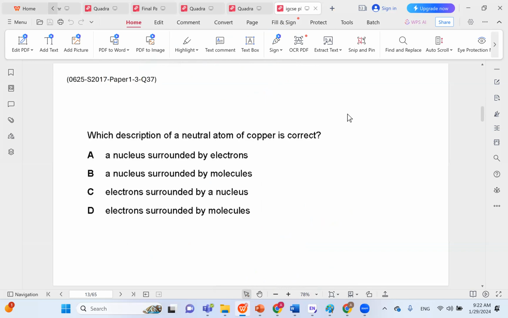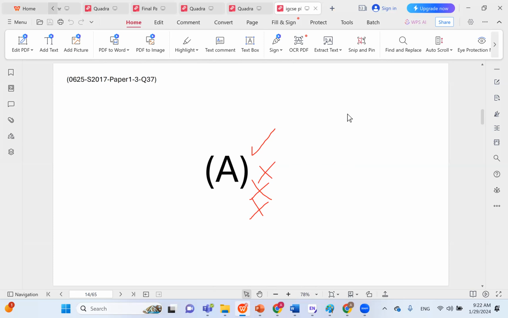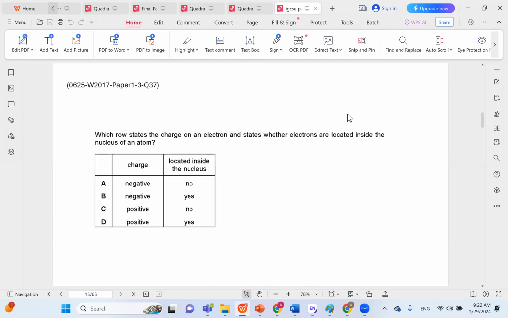Which description of a neutral atom of copper is correct? A nucleus surrounded by electrons. This sounds correct. Nucleus surrounded by molecules, electrons surrounded by a nucleus. No, these are all wrong. So A here is the correct choice, a nucleus and orbiting electrons around it. So A would be the correct choice here.